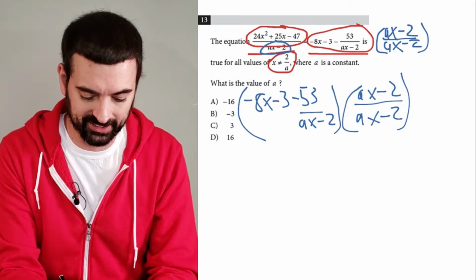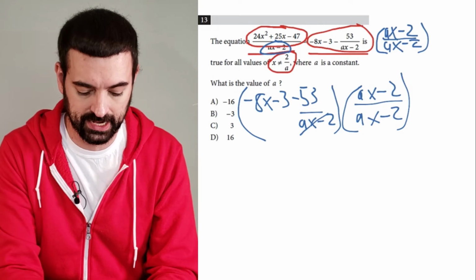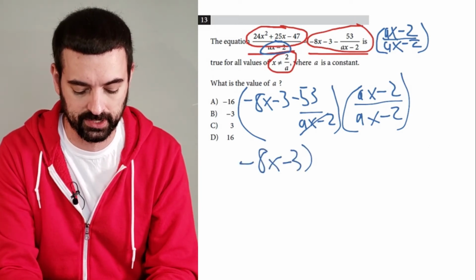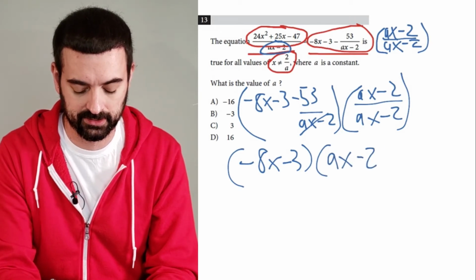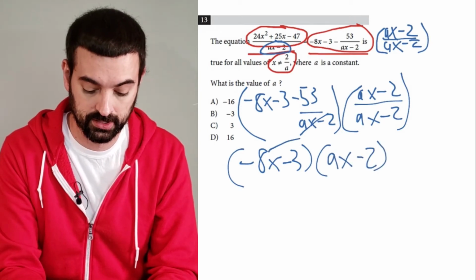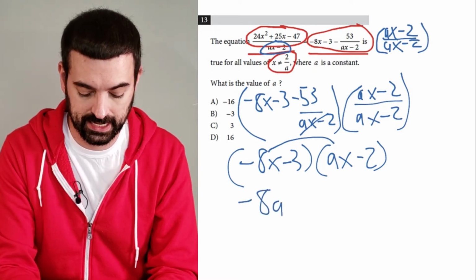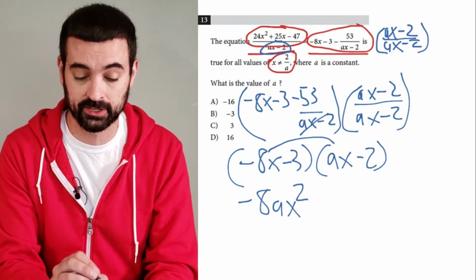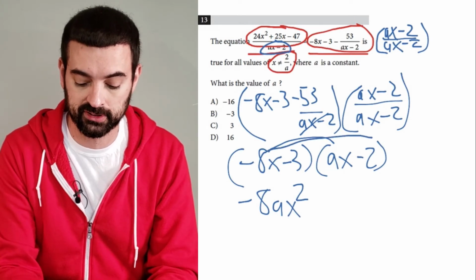All right, so the first thing that happens is ax minus 2 is canceled in the negative 53, and now we're just multiplying negative 8x minus 3 by ax minus 2. We have to FOIL. We get negative 8ax squared. If you've been paying attention in term placement, you might realize that that's all that you need, but we're going to follow this all the way to the end.